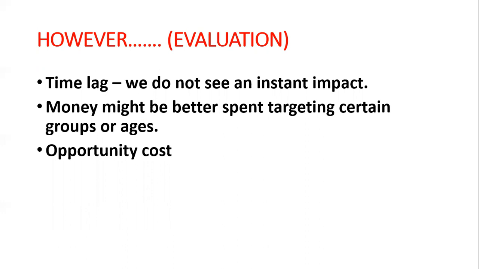So there's always the argument with, well, if we increase spending in education, that prevents money from being spent elsewhere. So there is an opportunity cost with all forms of government spending. If I choose to spend it in this area, I forgo my ability to spend it in another area. Let's have a look at another example.